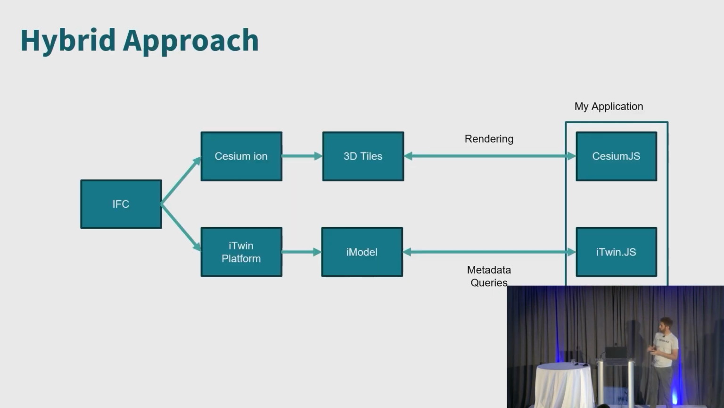Now, hybrid approach. Let's say I've got an IFC, which is my building design. I'm going to upload it to Cesium Ion, use the design tiler to generate 3D tiles, and then use Cesium.js to render it. Pretty standard workflow. I'm also going to take my IFC and upload it to the iTwin platform. It'll get converted into what's called an iModel. And from there, I could use something like iTwin.js to perform those back-end queries. And because my 3D tiles still has metadata inside it identifying the individual objects, the results from those queries can be linked to the content that I have in Cesium.js, so I can create some interesting workflows.